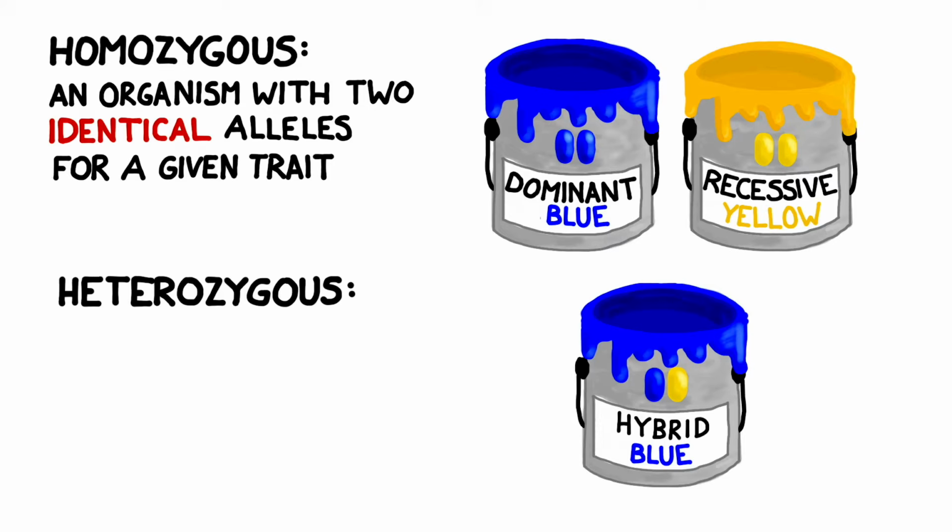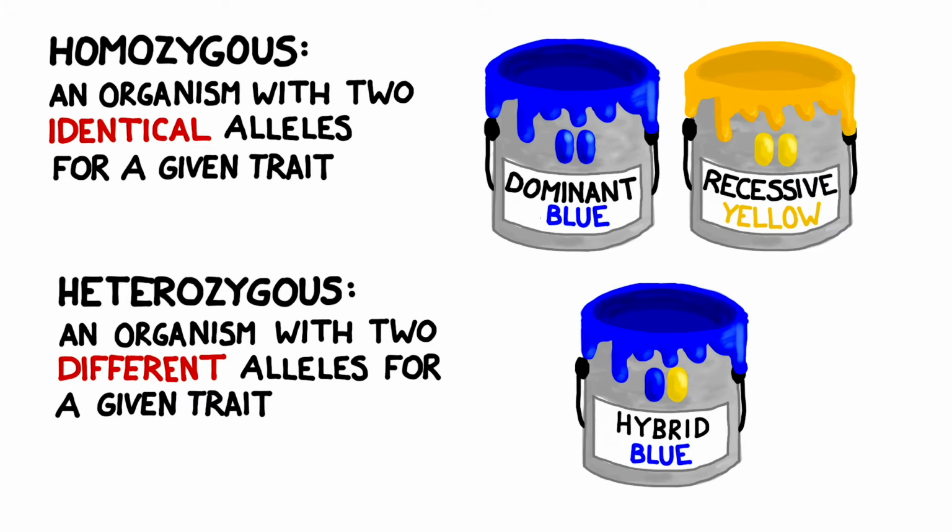When an organism is homozygous, it has two identical alleles for a given trait. For our purposes, the trait in question is color. Notice that an organism can be either homozygous dominant or homozygous recessive. When an organism is heterozygous, it has two different alleles for a given trait. A heterozygous organism can also be called a hybrid.